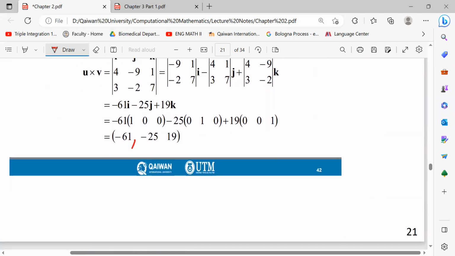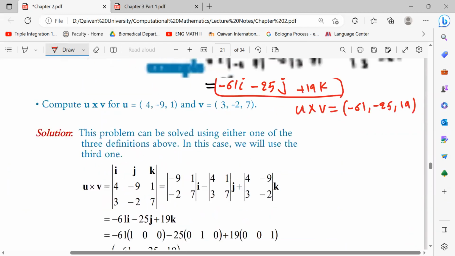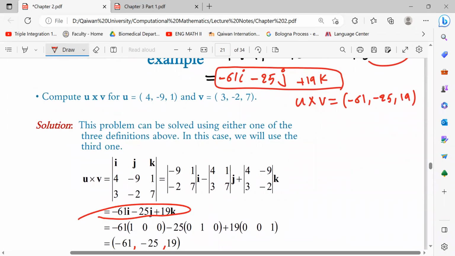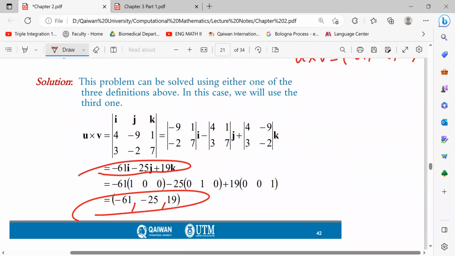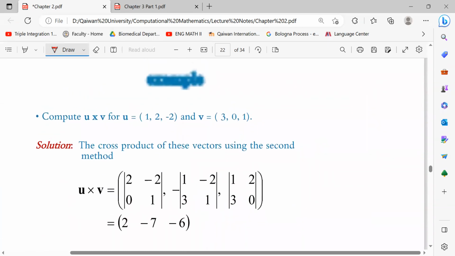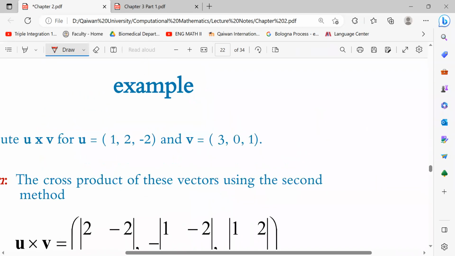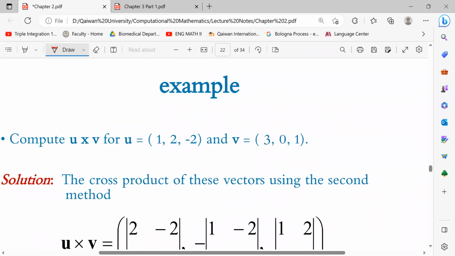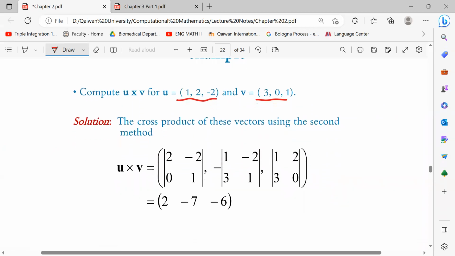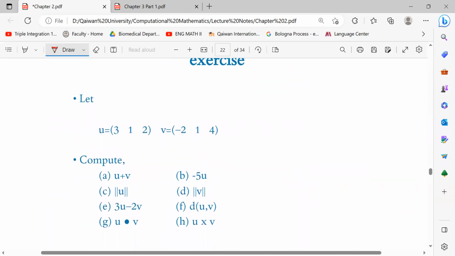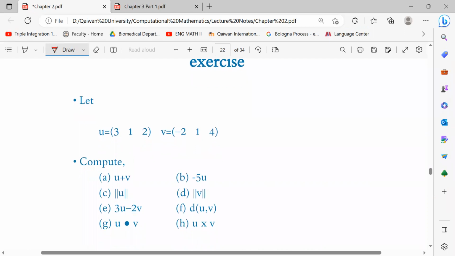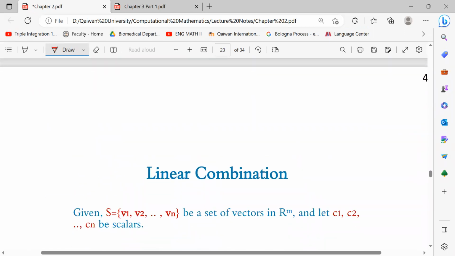That's it. You can either write down in this form or this one. Here we have another example. It's similar to the above one. Okay? Here, only U and V are changed. That's easy. And it's an exercise for yourself.